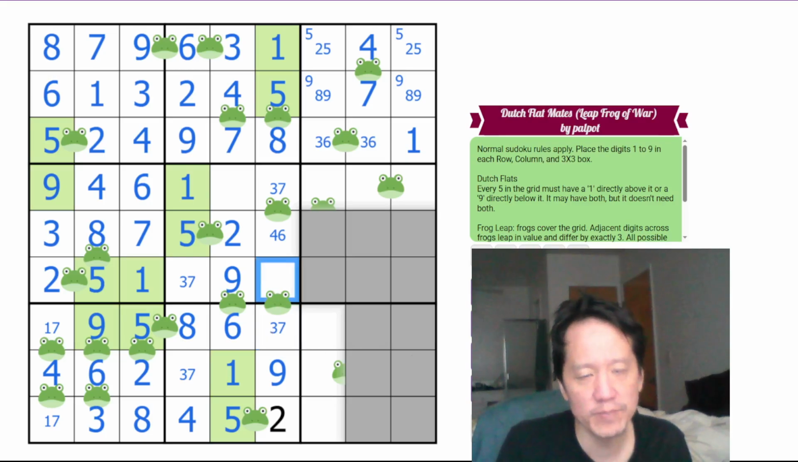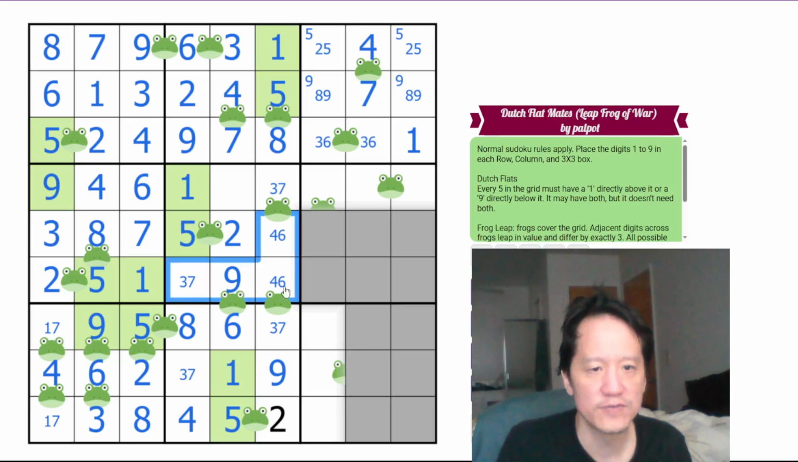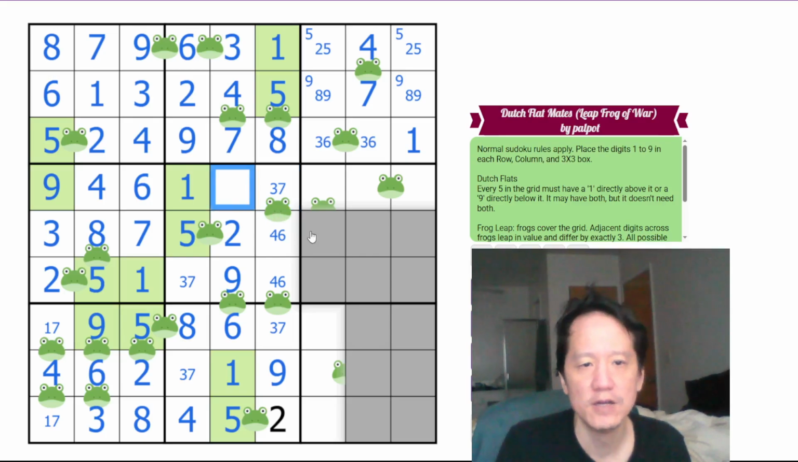This 3 or 7 must be next to specifically 4 or 6. We have a 4, 6, 4, 6 pair in this box and a 3, 7, 3, 7 pair in this box, which leaves this being an 8.